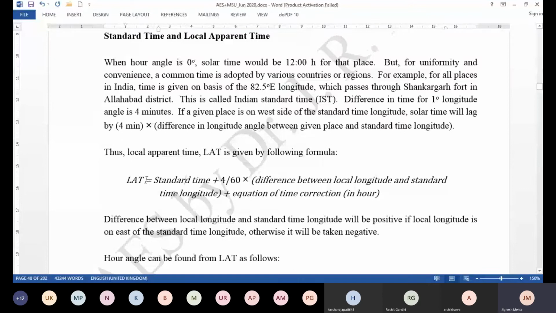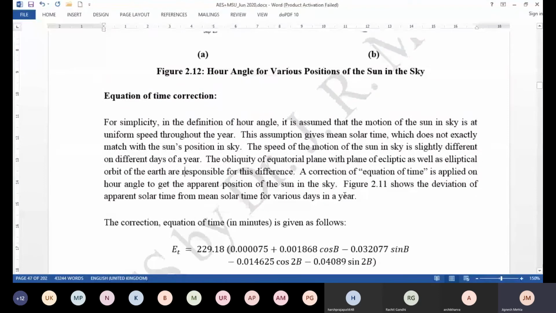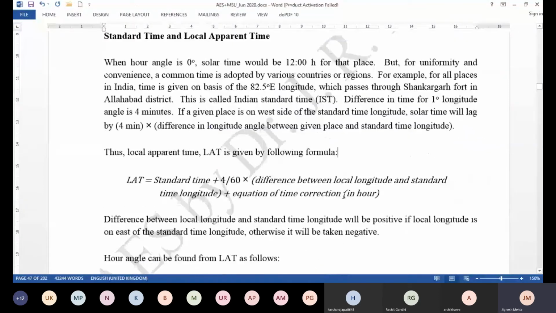Okay. So local apparent time is equal to standard time plus 4 by 60 into the difference between local longitude and standard time longitude, plus equation of time correction. What you found from the formula is the equation of time correction in minutes, and you divide it by 60 and put it here, so you can write it in fraction of an hour, right? And 4 by 60 into the difference.